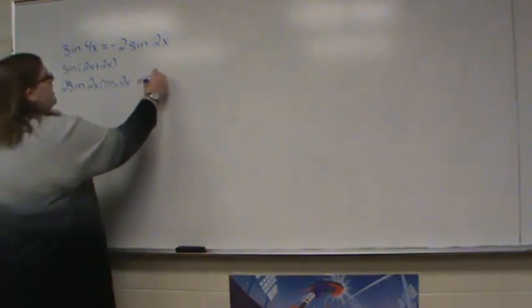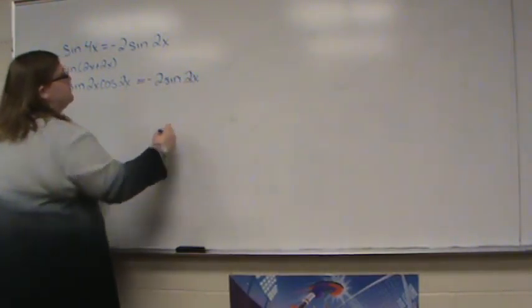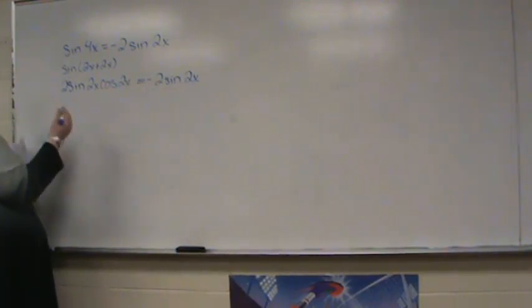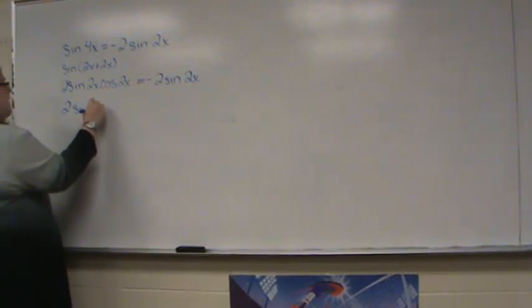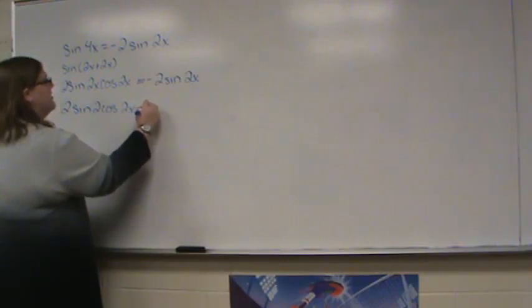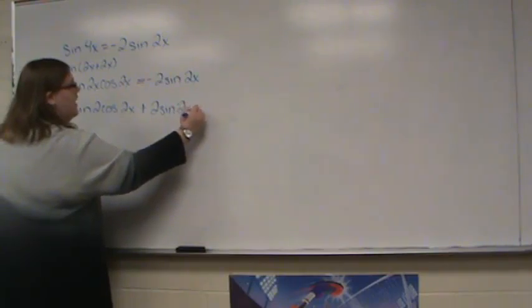So then that is still equal to negative 2 sine 2x. Now when we are solving equations, we usually try to set our whole equation equal to 0, right? So that we could eventually factor or pull something out. So if we want to get this equation to equal 0, what do we have to do? Add 2 sine 2x. So we have to add 2 sine 2x to both sides. So we get 2 sine 2x cosine 2x, and then we're adding the 2 sine 2x, and now this equals 0.